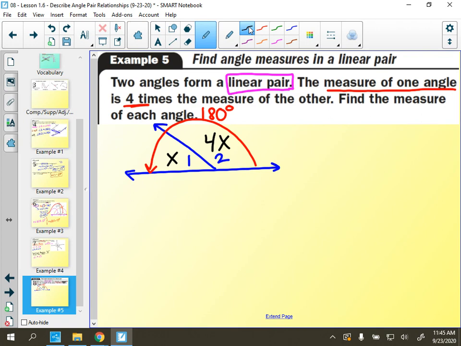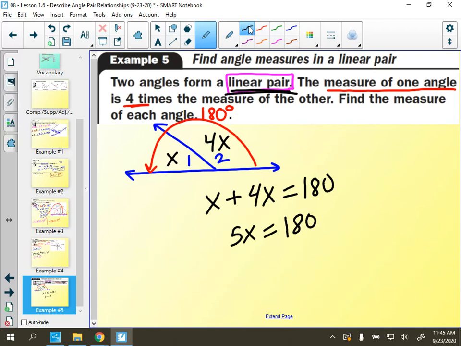Bringing that together with our 180, it ends up almost being just like the basketball problem. The measure of angle 1, which we're calling X, plus the measure of angle 2, which we've called 4X, has to add up to 180 degrees because of this linear pair. So the work for this particular one ends up being not too bad. You combine our like terms, 5x equals 180, and divide both sides by 5, we get x equals 36.